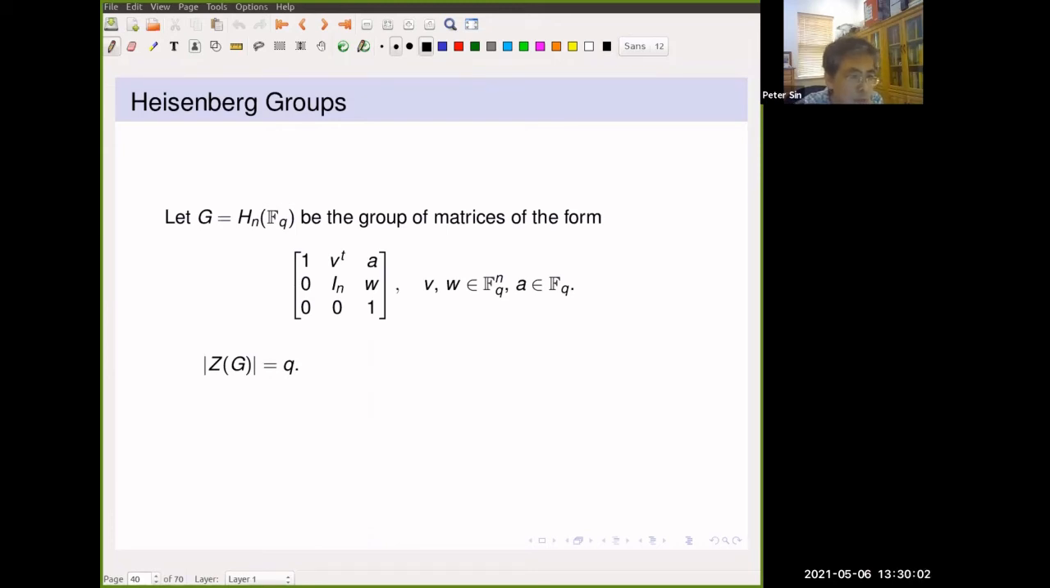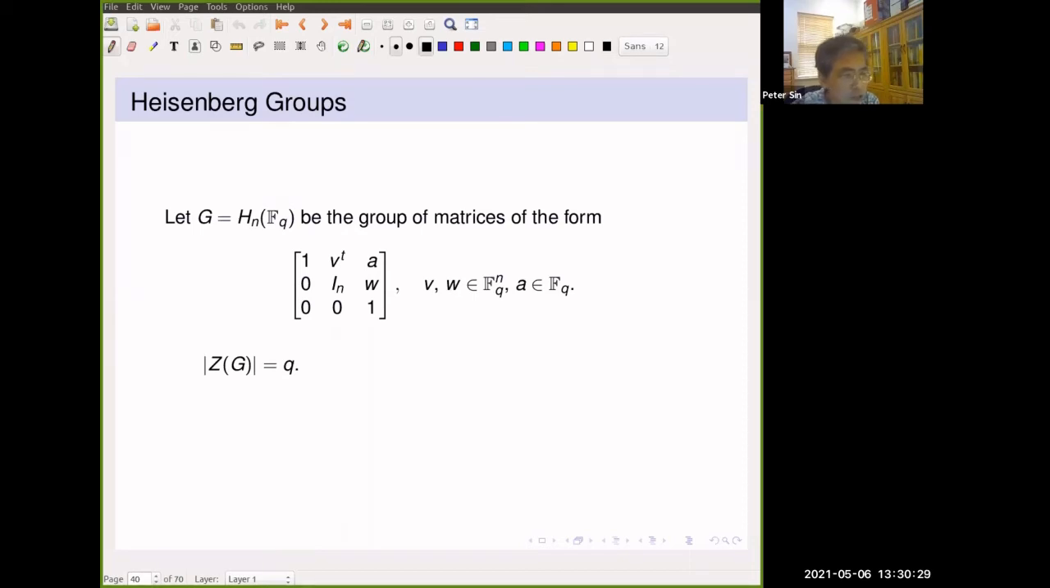Okay, so H_n of F_q will be the group of matrices of this form. So this is not really a 3 by 3 matrix. It's an n plus 2 by n plus 2 matrix, because the thing in the middle is the identity matrix of size n, and the V transpose is a row vector of length n, and the W is a column vector of length n. Okay.